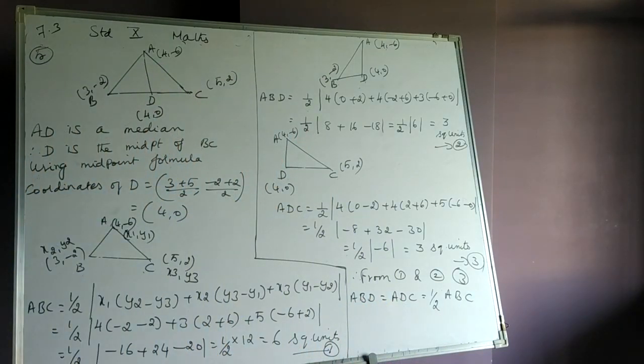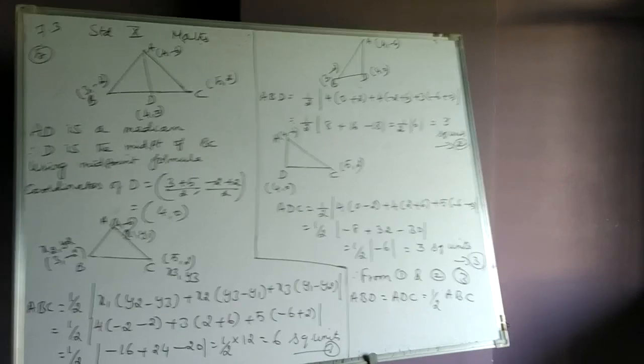So what did we understand from the results 1, 2 and 3? From 1, 2 and 3, we find these two areas are equal. Which two areas? ABD is equal to ADC. And what is the area of triangle ABC? It is 6. Therefore, each is equal to half the area of ABC. Calculate half of 6. You will get 3. Already these two are 3. So the areas of the triangles formed by the median are equal, which is equal to half the area of the original triangle.